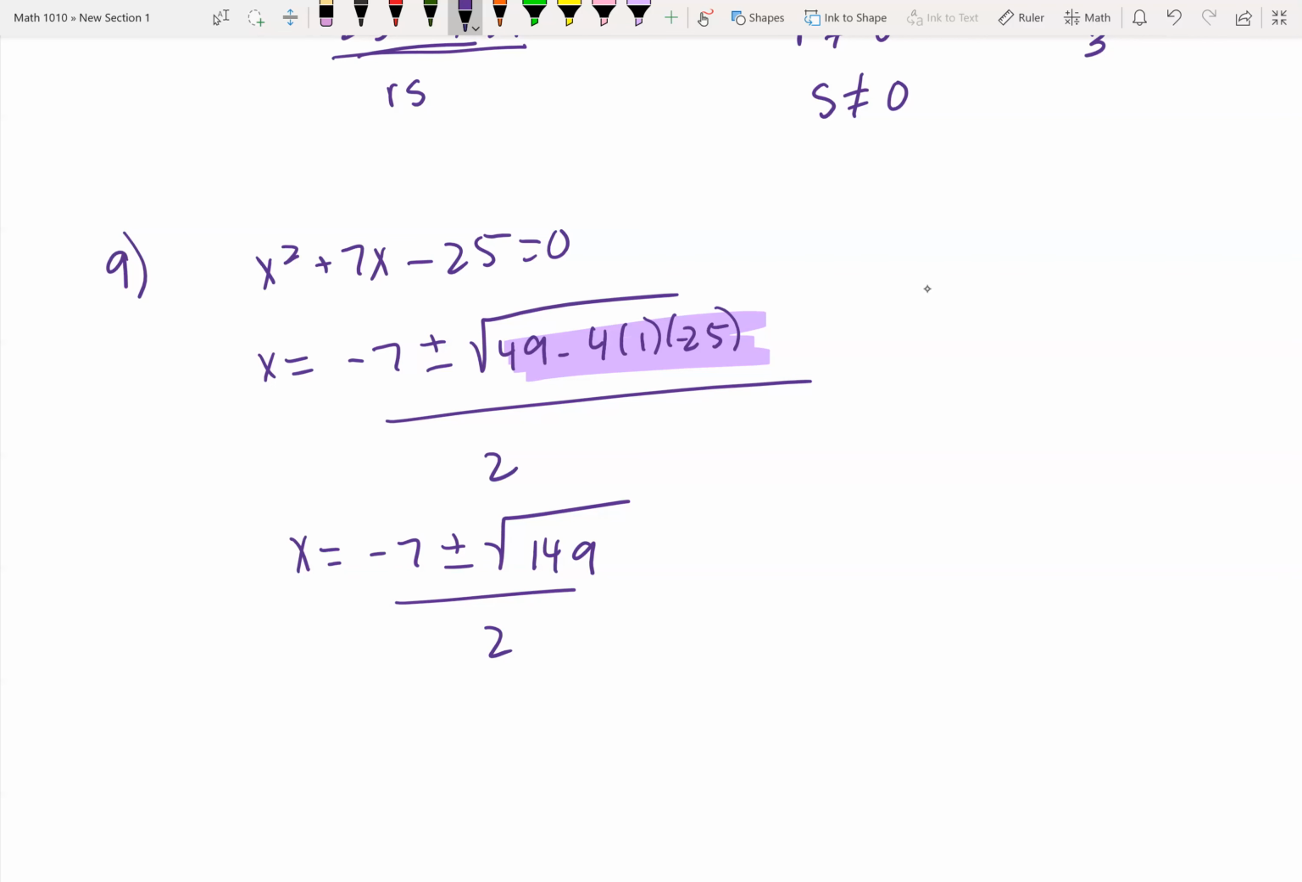And then 149, I'm feeling like that's prime. I'm thinking it's going to be prime. Yeah. I'm sitting here punching in my calculator trying to find something that goes into it, and I can't see anything. Yeah, so I'm saying that's prime. So I've got 2 solutions, so 2 x-intercepts, so that's going to be C.